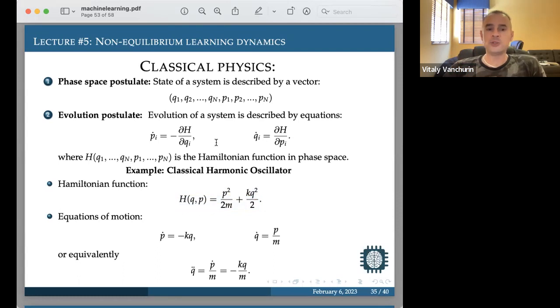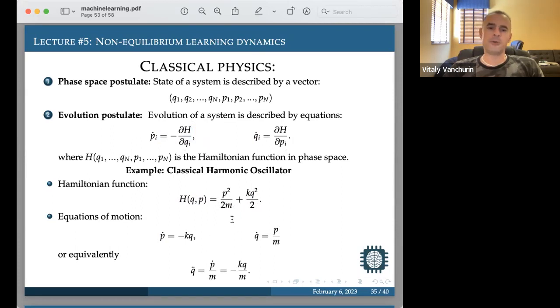Now, and then you just use this equation and say, well, p dot has to be a partial derivative of h with respect to q. So you differentiate it with respect to q, you get kq, and then there is a minus sign, minus kq. Now, q dot has to be a partial derivative of h with respect to p. You do the same. 2 jumps on front, cancel with this 2, you have p over m. So these are the two equations. Now, p dot equals minus kq, q dot equals p divided by m.